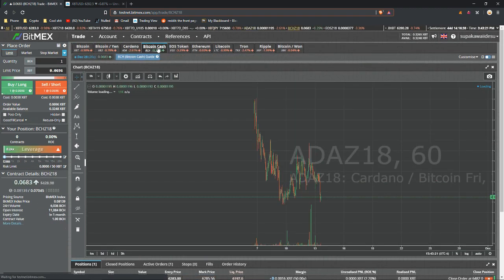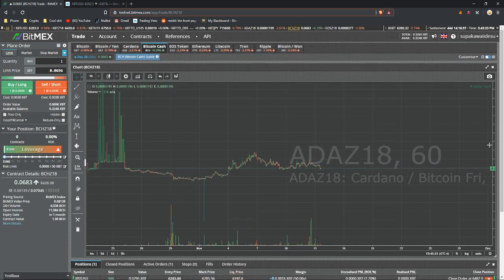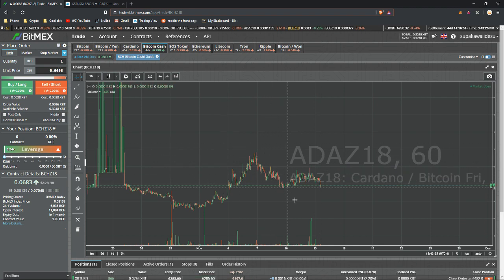Here are the other altcoins. Occasionally I would give signals for these too, like this one. I would say short this coin, or short EOS at this price. Just know that it's at the top over here. And yeah, that's basically a rundown on Bitmex.